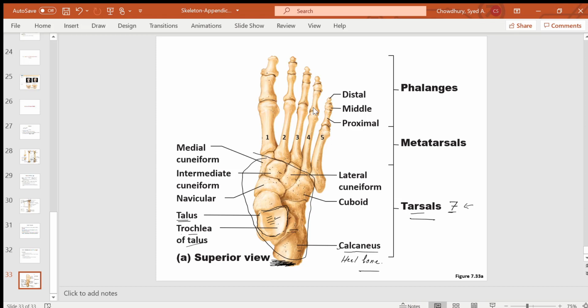3 cuneiform, medial cuneiform. Okay, then you have the intermediate cuneiform and lateral cuneiform. So 3 cuneiform, and then 1 navicular, 1 cuboid. So those are other 5. So total 7: 1 calcaneus, 1 talus, 3 cuneiform, and 1 navicular, 1 cuboid. And they join together to form almost the half part of your articulated foot, the posterior half.